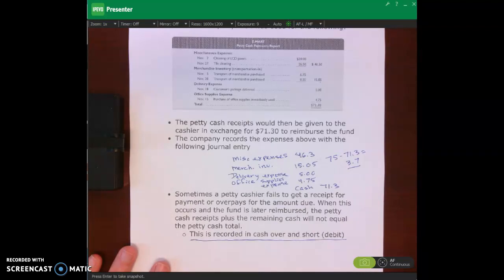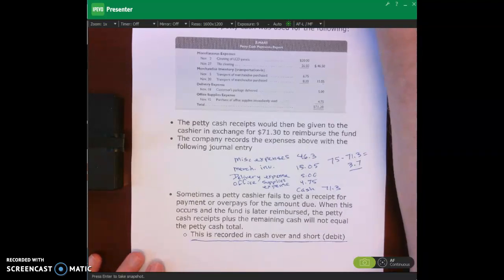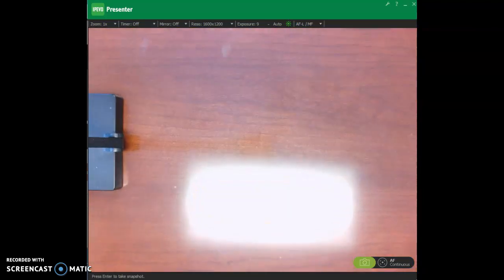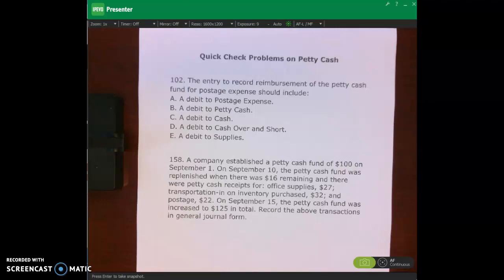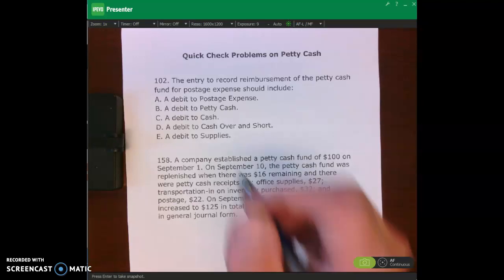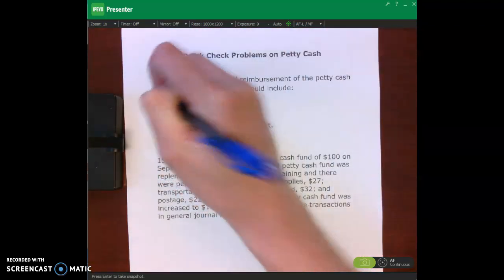Okay? So let's look at some quick check problems to make sure we understand petty cash. And so look over here. Let's look at 102. So the entry to record reimbursement of petty cash fund for postage expense should include all the following: a debit to postage expense, A, is the right answer.